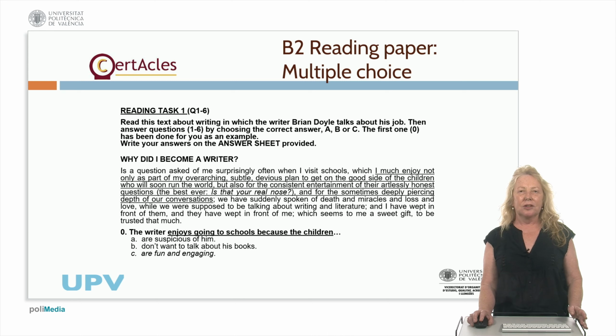Now look at the options. Which one is closest to your answer? If you're not sure, use a process of elimination. Remember, always choose one. You don't lose marks for wrong answers. The answer is C, which refers to consistent entertainment.